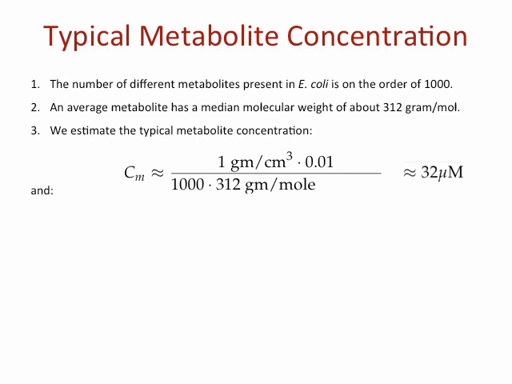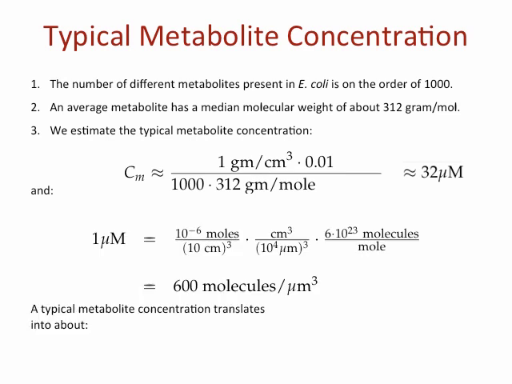We can ask ourselves how many molecules per cell or per cubic micron does 1 micromolar correspond to, and the answer is 600 as calculated. So the average metabolite concentration inside E. coli is maybe on the order of 20,000 molecules per cubic micron, which is roughly the volume of a cell. So that's a pretty low number.